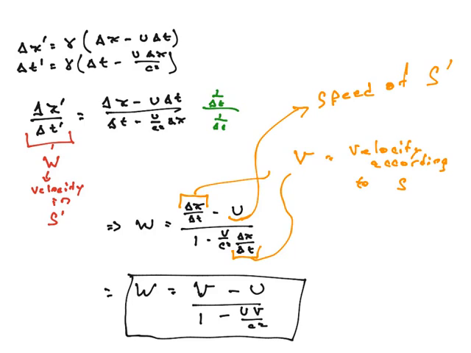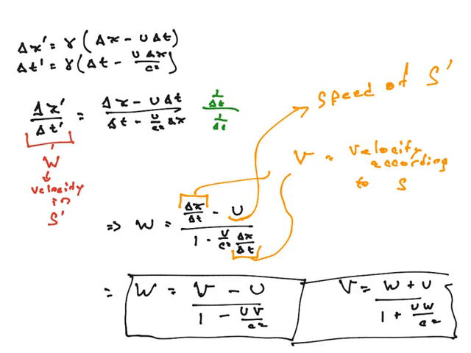If we want to go the other way, we would say v is just w plus u over 1 plus uw over c squared. Right? We already saw that before. If I say you're moving to the right with a speed u, you could say, no, you're the one who's moving with a speed u just to the left. And so all you have to do when you know one of the transformations, to get the other version, the inverse, you just change the sign of the velocity.